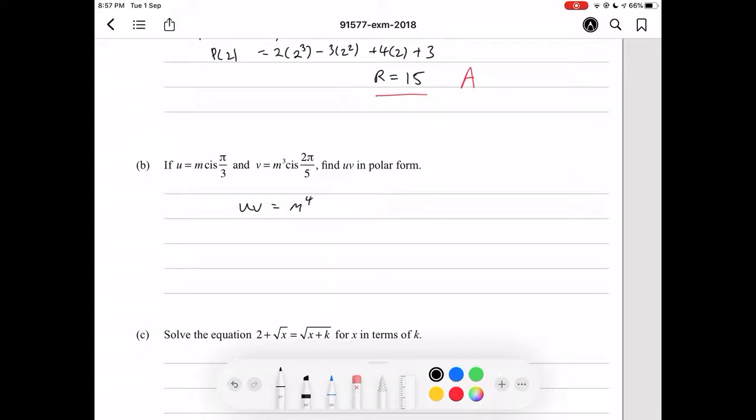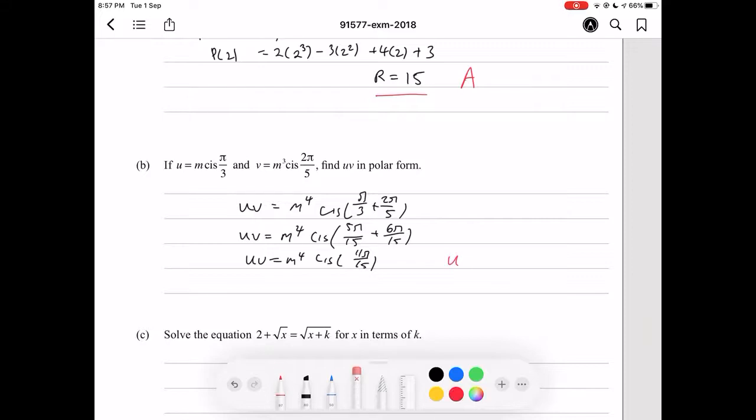So we'll get uv equals m to the power of 4, because m times m cubed is m to the power of 4, cis of pi over 3 plus 2 pi over 5. If we simplify this fraction, the lowest common denominator is 15, so 5 pi over 15 plus 6 pi over 15. So uv equals m to the power of 4 cis of 11 pi over 15, and that is an achieved level question again, sorry, achieved.